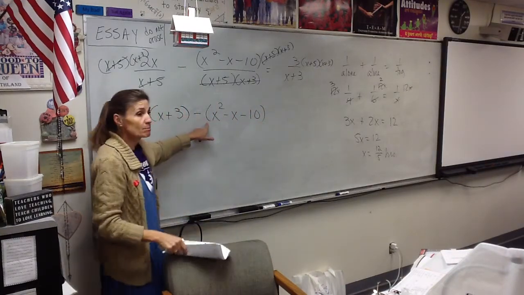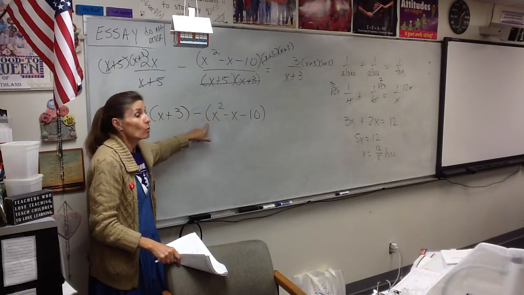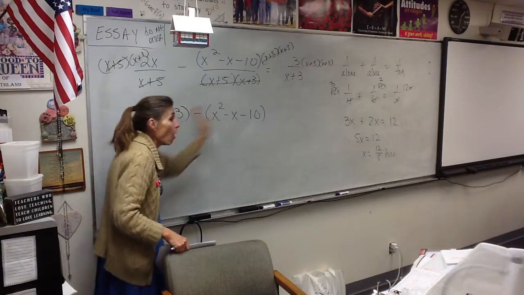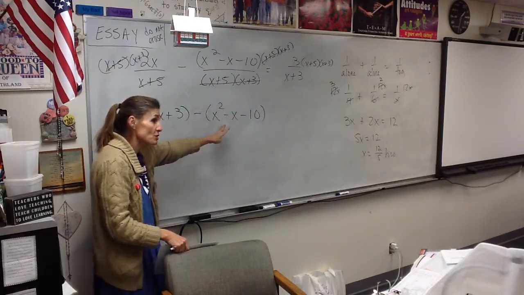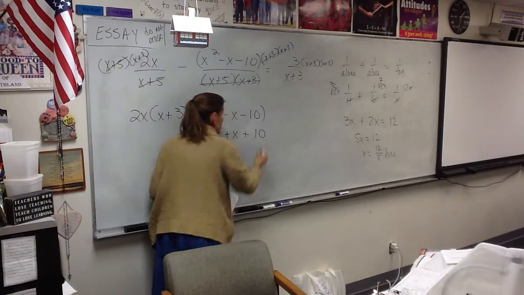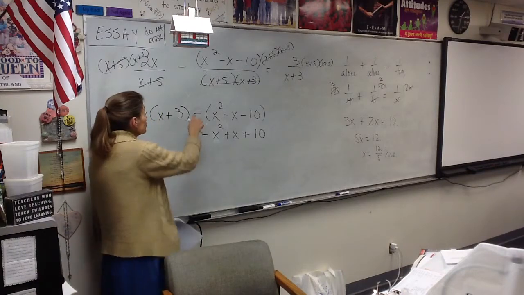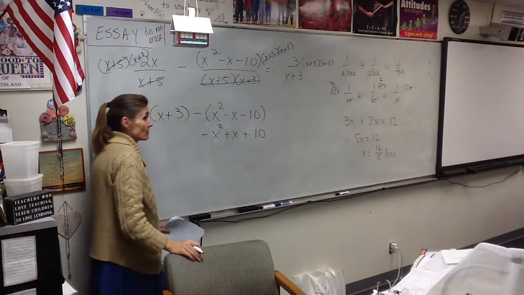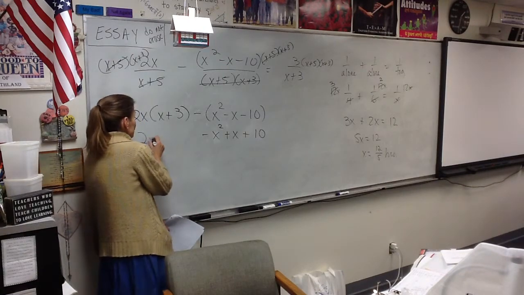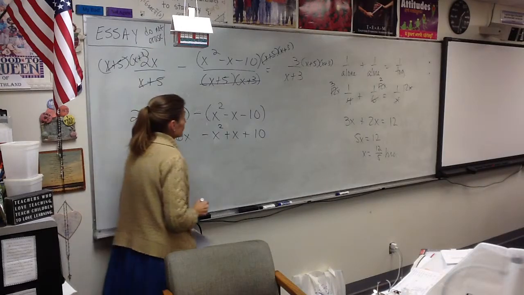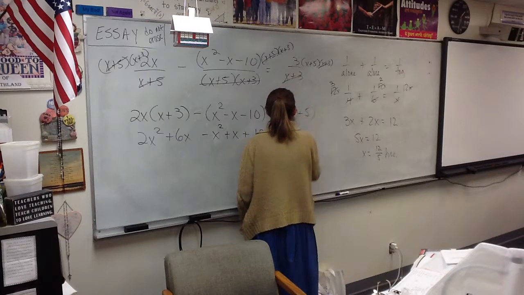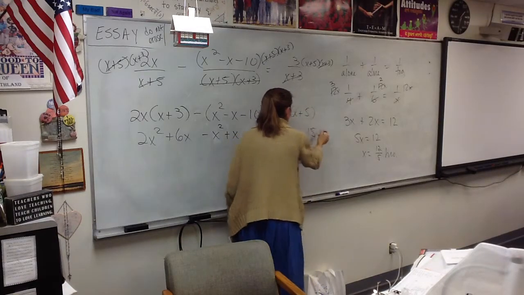Now, are these parentheses necessary? Oh, yes, they are, because we are subtracting all of that. So what do I have to make sure I do? I've got to make sure that I change those signs, because you are subtracting that entire numerator. Here, I'm going to have 3 times x plus 5, which is 3x plus 15.